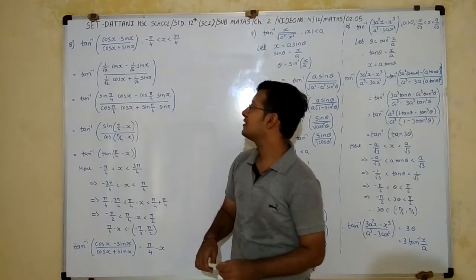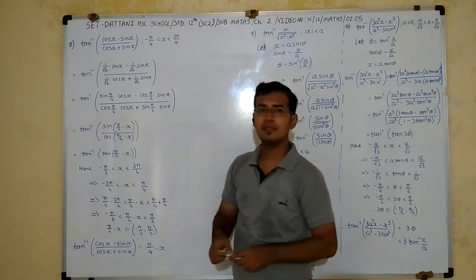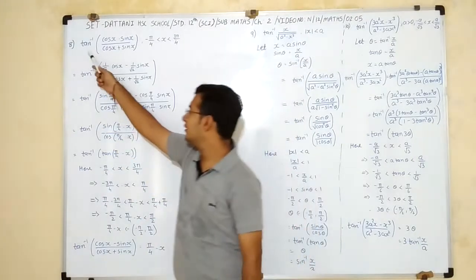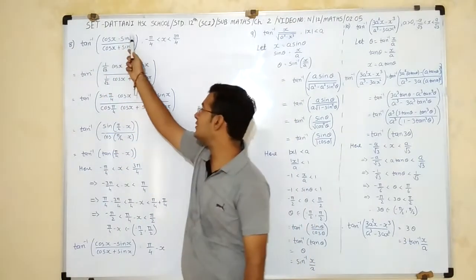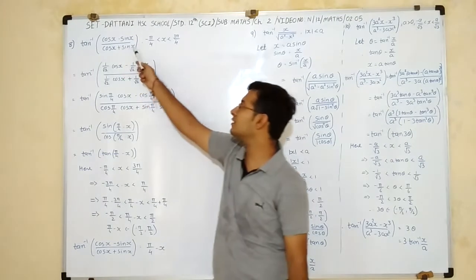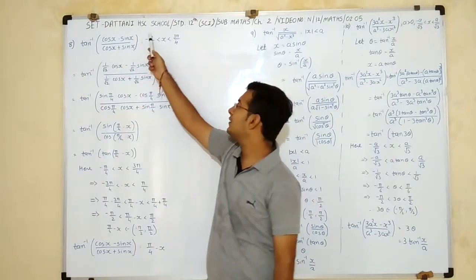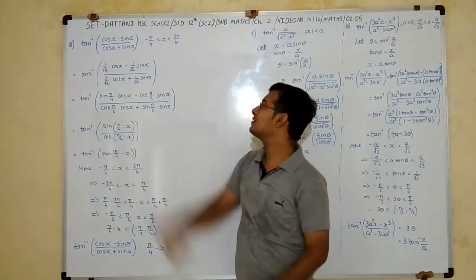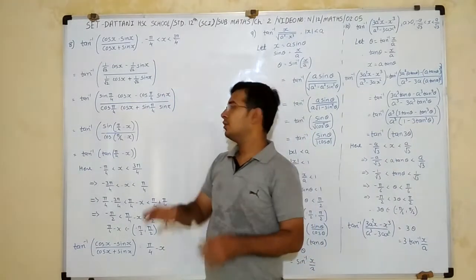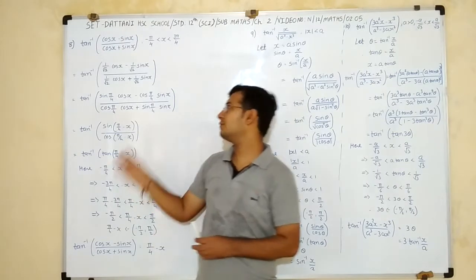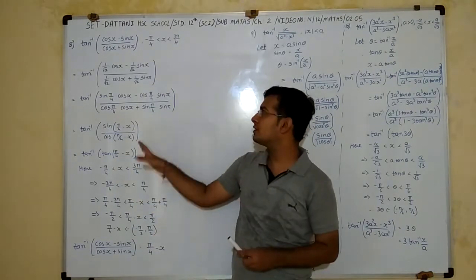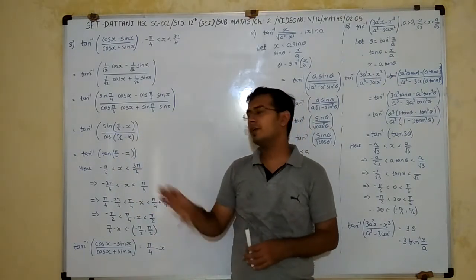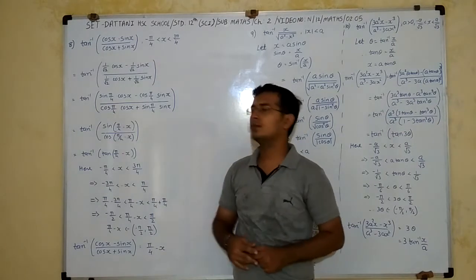Hello students, today we continue exercise sum number 8. It is tan inverse of (cos x minus sin x) upon (cos x plus sin x), and the range is given, that is minus pi by 4 less than x less than 3 pi by 4. So first of all, we have to convert this sum into simple form. So we have to remove the tan inverse function.